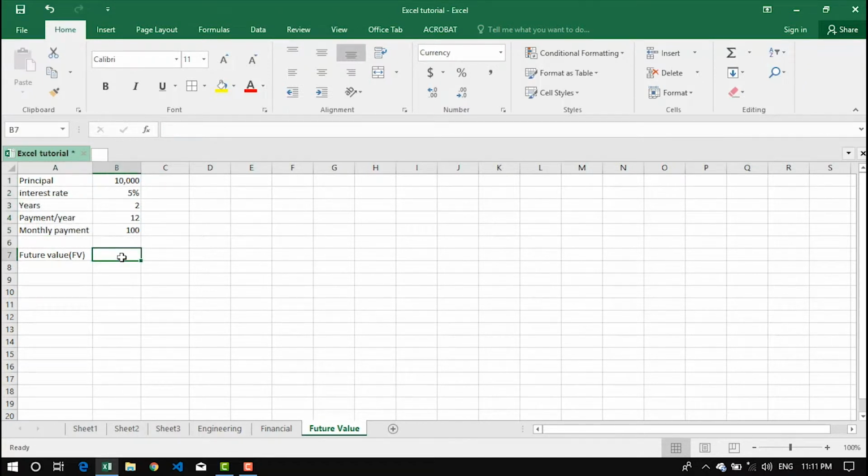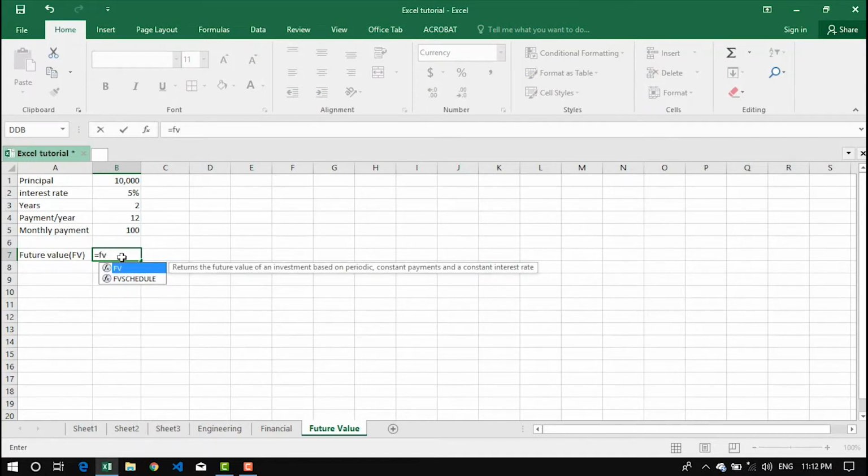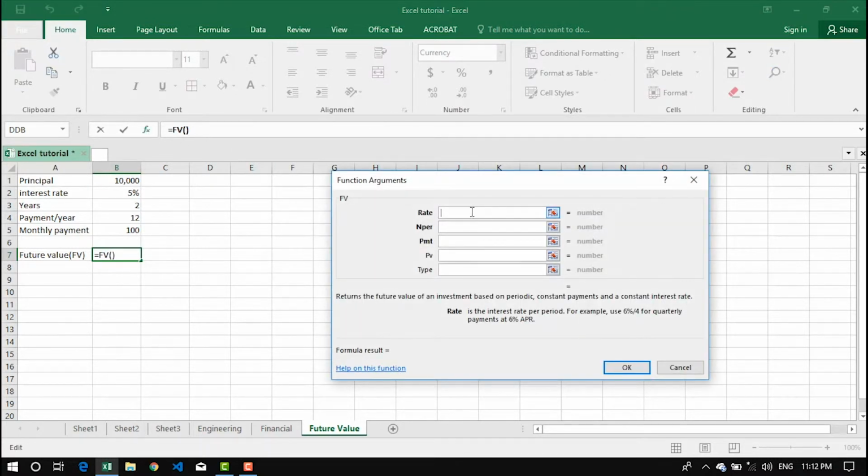I would have to select the formula equals FV, which returns the future value of an investment based on periodic constant payment and constant interest rates. So for this function, we have to maintain constant payment and constant interest rates. Select the formula, click on this formula box. The rate, our first input is the rate. Rate is the interest rate per period.